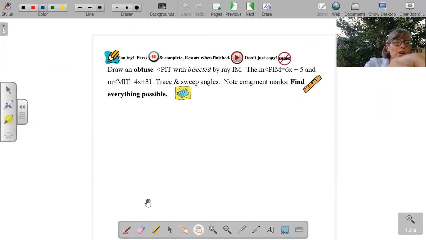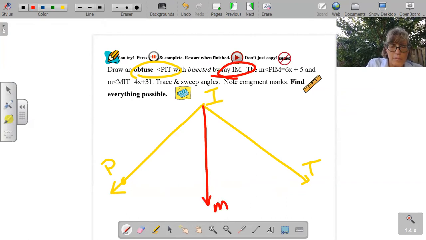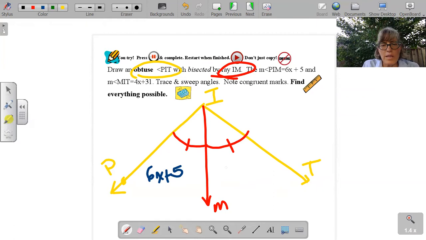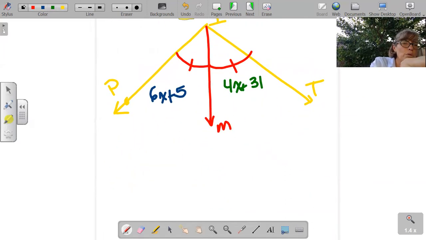So we're going to start here by drawing an obtuse angle PIT. So hopefully your PIT is obtuse. And it's being bisected by IM. And we're told that PIM is 6x plus 5. MIT is going to be 4x plus 31. Find everything possible. Your equation here is angle equals angle.